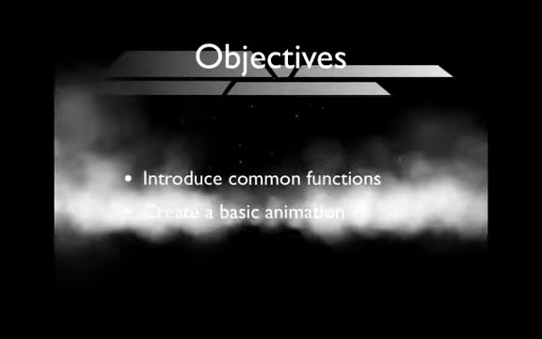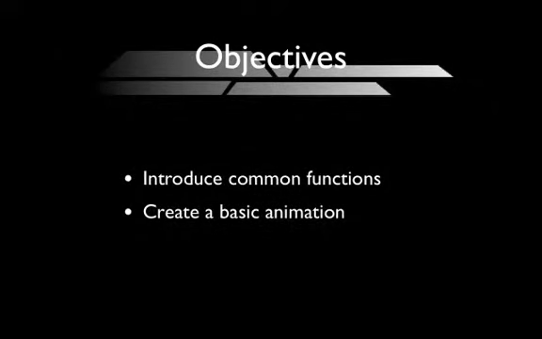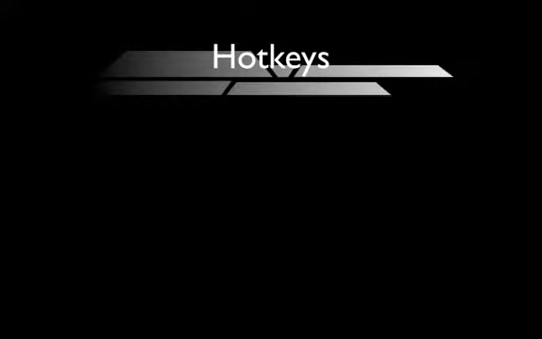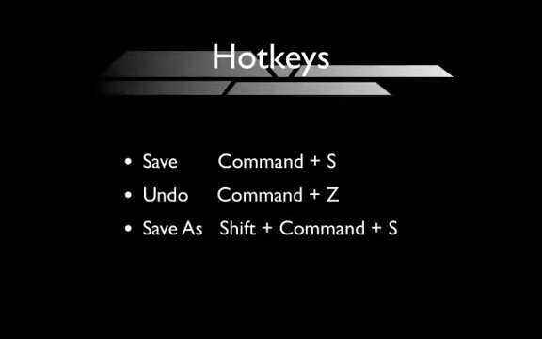Okay, so the objectives of this video were, one, to introduce common functions in Flash, also to create a basic animation, which we did with the face, and some hotkeys that we took a look at. One very important one was saving, Command S, and undo, Command Z. And then we also took a look at Save As, which is Shift Command S. So often when there's one option that is very similar to another thing that you would do, you hold down Shift or Option or something like that. So Save As is very similar, but they know that you normally do save, so that's Command S.